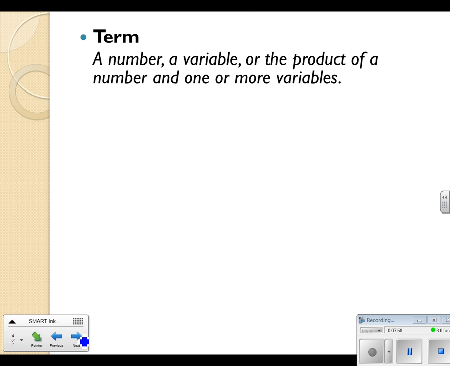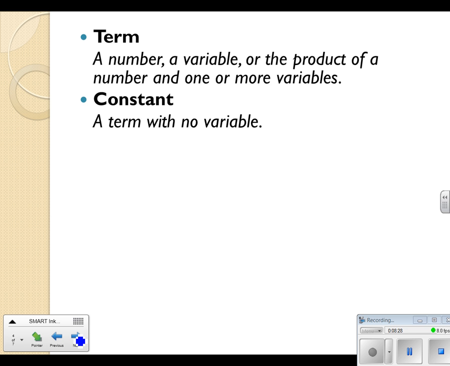What is a term? A term is any number, a variable, or the product of numbers and one or more variables. So we're looking at any number is a term, just a number, a variable alone, or for multiplying or dividing, since it's the opposite of multiplying. If you're multiplying or dividing real numbers, that's a term as well. We're going to be looking a lot at terms here soon as we get more into the algebra content.